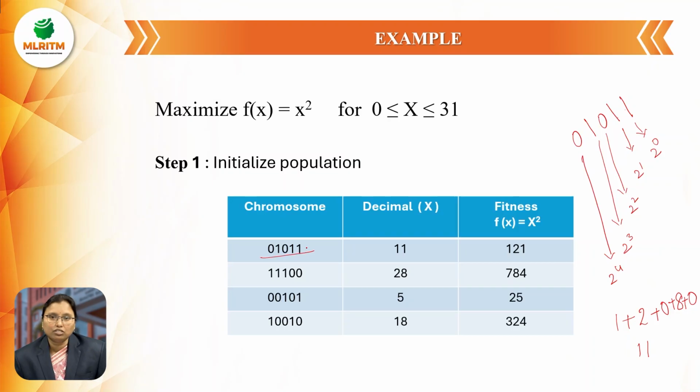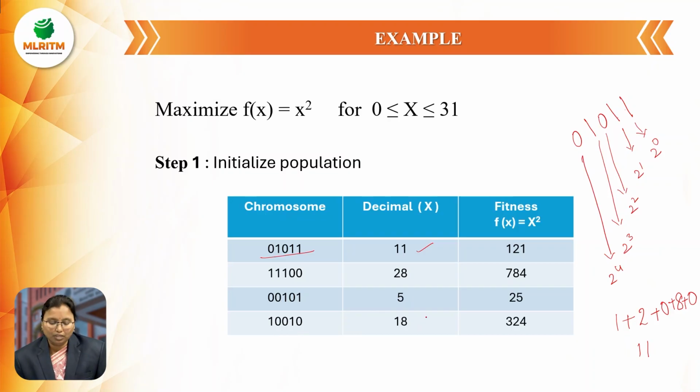So I am taking here 0 1 0 1 1, which is 11. Like that, 1 1 1 0 0, that value is 28. 0 0 1 0 1, that value is 5. 1 0 0 1 0, that value is 18.